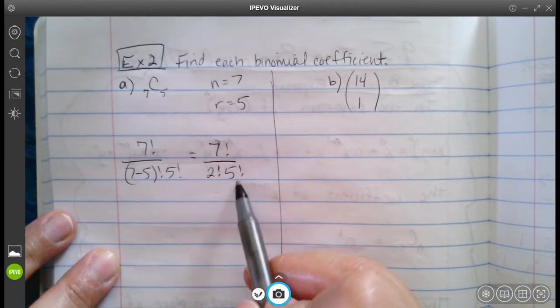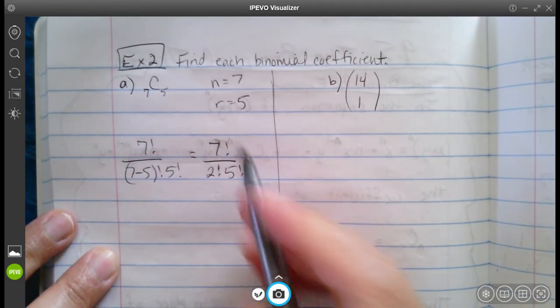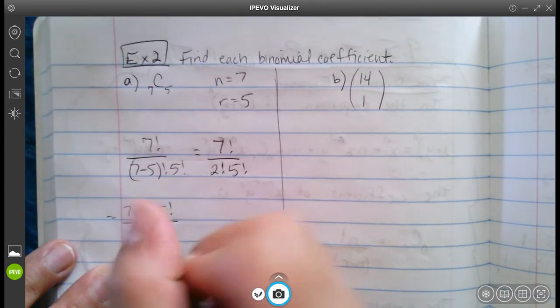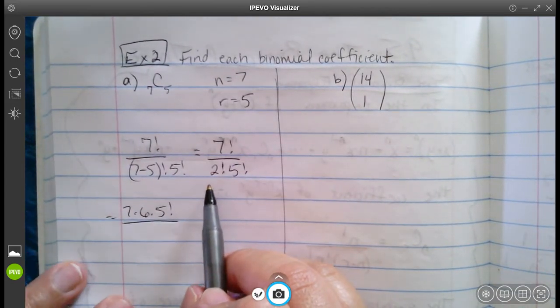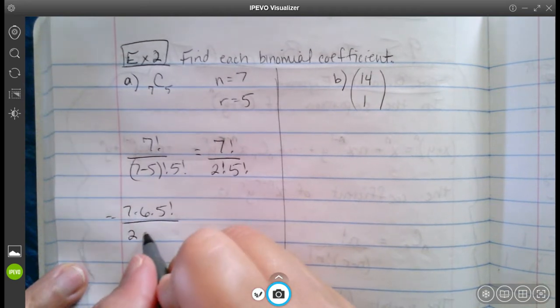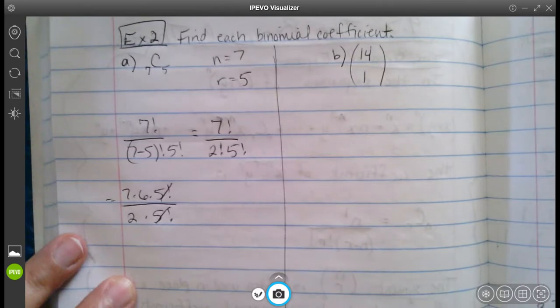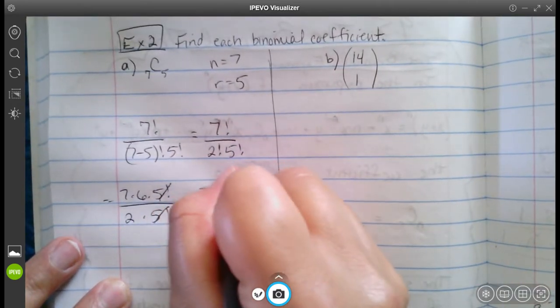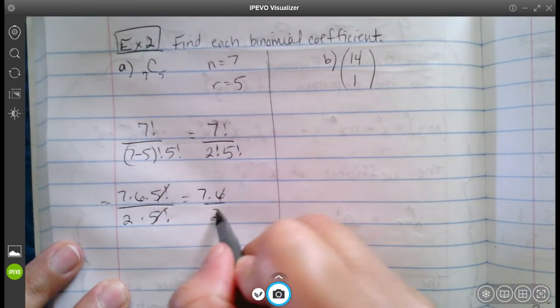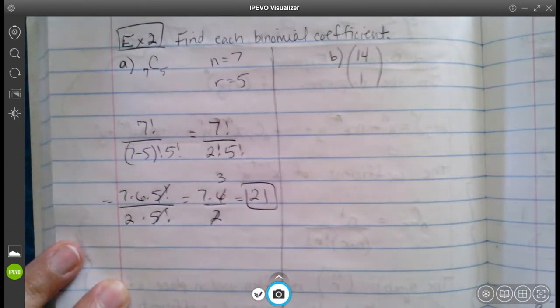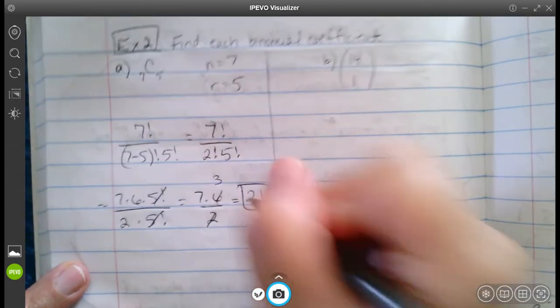And now I notice that this one's bigger, so I'm probably going to get rid of the 5 factorial. So 7 times 6 times 5 factorial. 2 factorial is the same as just 2 times 1, so I'm just going to put a 2 times 5 factorial. The 5 factorials are equal to 1. We have 7 times 6 over 2. 6 over 2 is 3. So we have 7 times 3 is 21. Very, very nice and easy.